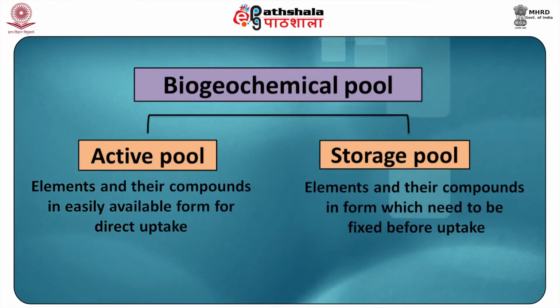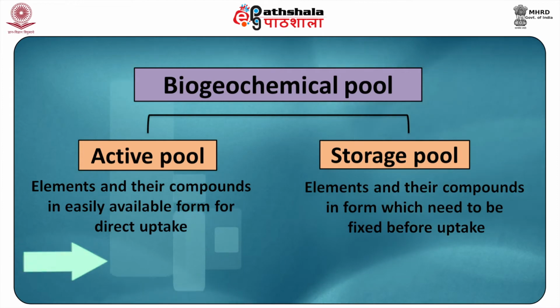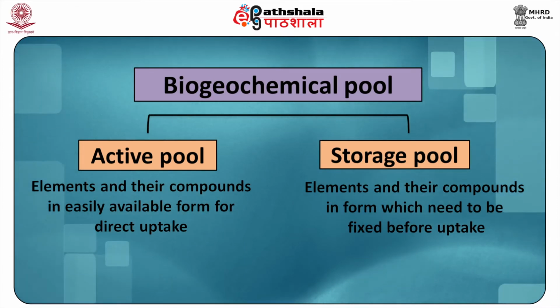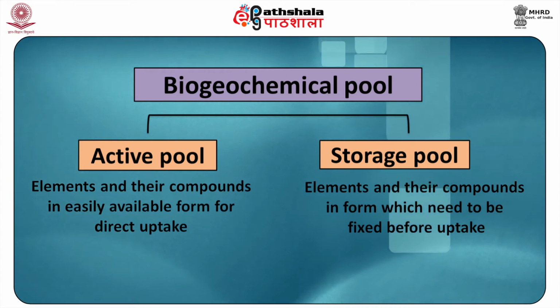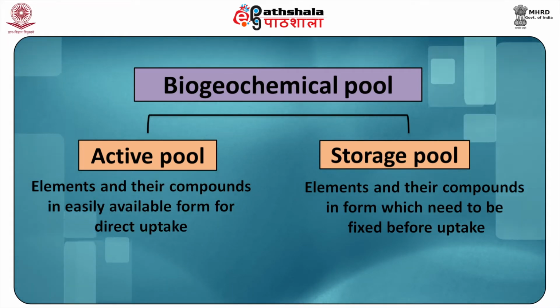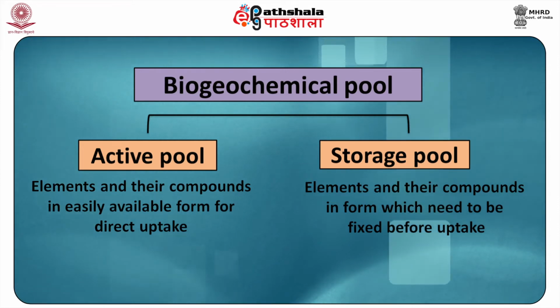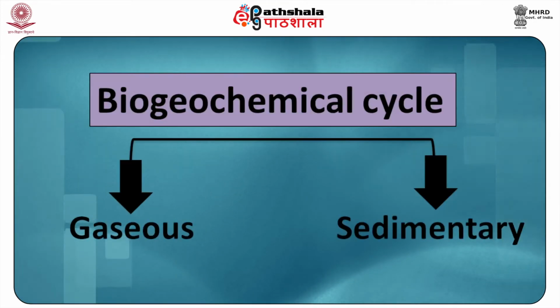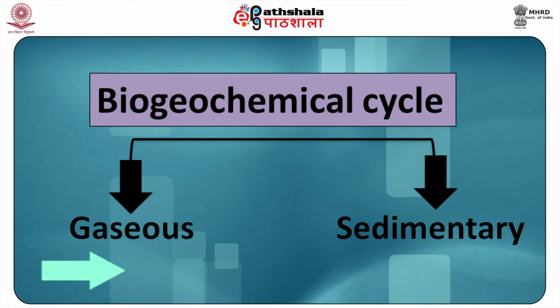There are two types of pools in biogeochemical cycles, the active pool and the storage pool. In active pool, the elements or their compounds are present in a form which is easily available to live processes for direct uptake. Storage pools, on the other hand, contain elements in forms which need to be fixed before the organisms can uptake them. Now, biogeochemical cycles are of two types, gaseous and sedimentary. In gaseous cycles, for example, those of carbon, nitrogen and oxygen, the main pool or reservoir is in the gaseous phase, while other pools may be in atmosphere, water or even land.